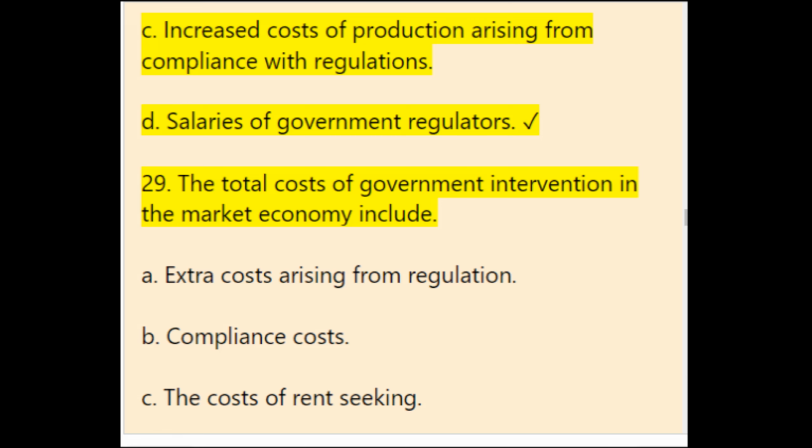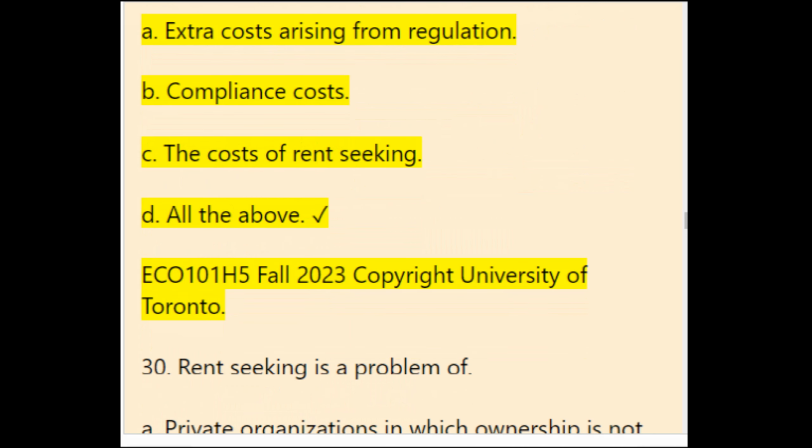29. The total costs of government intervention in the market economy include A. Extra costs arising from regulation. B. Compliance costs. C. The costs of rent seeking. D. All the above.